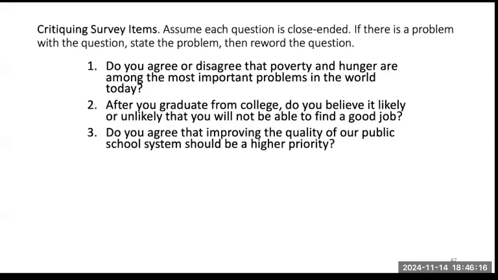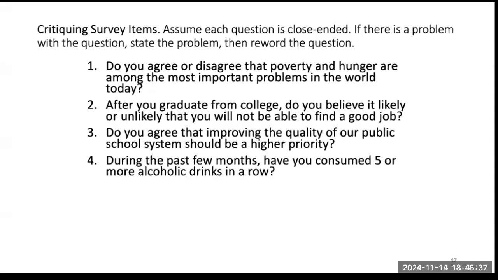How about this? Do you agree that improving the quality of our public school system should be a higher priority? As far as I know, that should be fine. During the past few months, have you consumed 5 or more alcoholic drinks in a row? Any problems with this one? The problem is it's not specific enough. Although it says 5 or more alcoholic drinks, past few months is too vague. So you would want to have something maybe like in the last 2 weeks or something like that, or last 14 days, even better. So you want to avoid anything too vague like that.